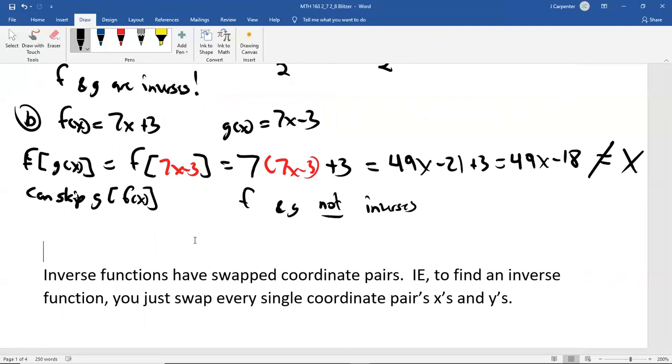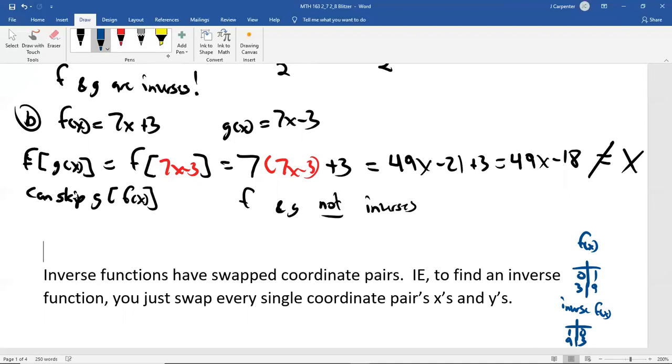All right, so inverse functions, as I briefly mentioned earlier, have swapped coordinate pairs. In other words, to find an inverse function, not me giving you two functions and asking are they inverses, but me just giving you an original function, just one of them, you can find its inverse by swapping every single coordinate pair's x and y's. So what I'm saying here is, let's say your f of x was just denoted by this table of values, 0, 1, and 3, 9. That's the entire function. The inverse of f of x would just be 1, 0, and 9, 3.